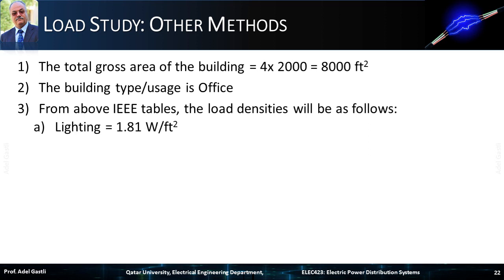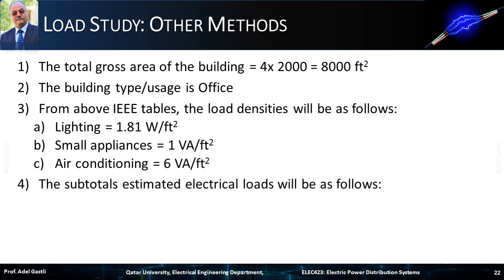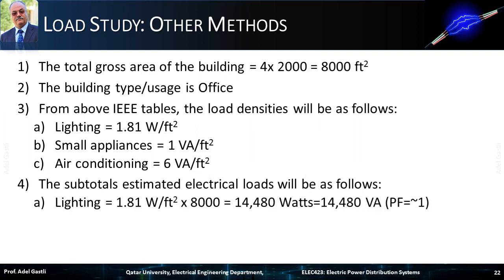1.81 watts per square feet for the lighting. 1 volt amperes per square feet for the small appliances. And 6 volt amperes per square feet for the air conditioning. Consequently, the subtotal's estimated electrical loads will be as follows. For the lighting, it is equal to 1.81 watts per square feet times 8,000 square feet, equals 14,480 watts.